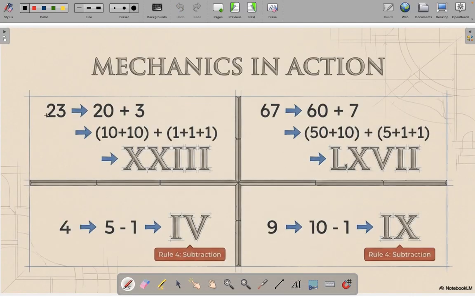For example, 23. I can write it as 20 plus 3. So 20 I can again write as 10 plus 10. So 20 is XX. And 3 is triple I. Similarly, if you have 67, you can write it as 60 plus 7. 60 you can again break down as 50 plus 10. Do you know why we are breaking it as 50 and 10 only?